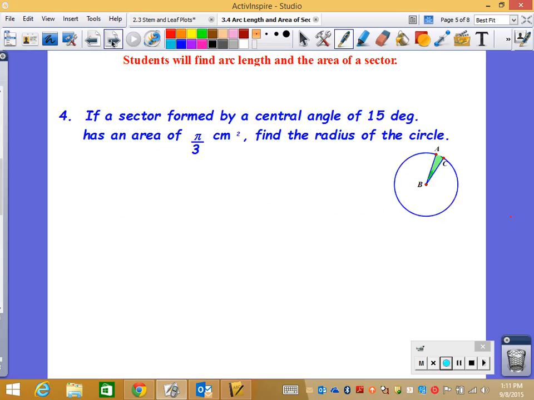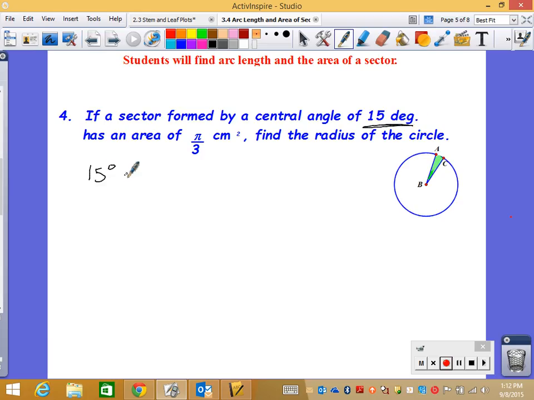Okay, another problem. If a sector formed by a central angle of 15 degrees has an area of pi over 3 centimeters squared, find the radius of the circle. So your initial thoughts would be to just plug it into the formula. Remember, this central angle is measured right now in degrees, and we need it to be in radians. So we need to use that conversion factor of pi over 180 to switch from degrees to radians.